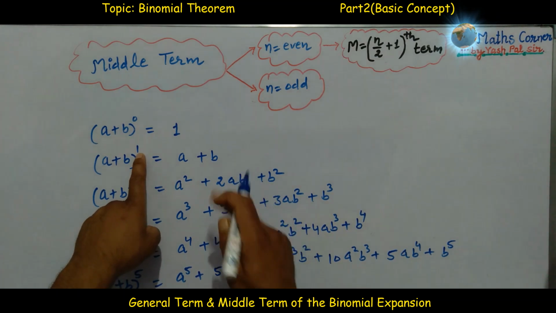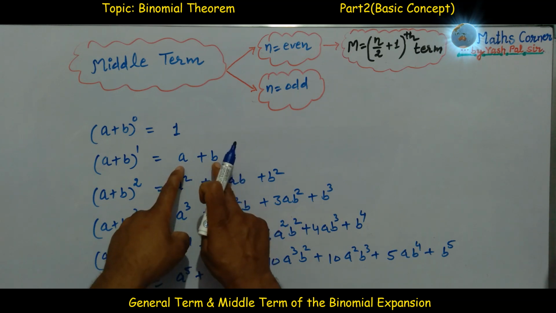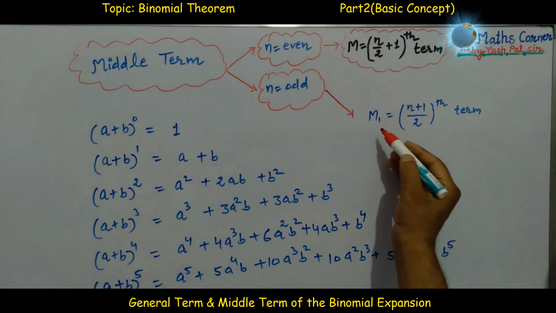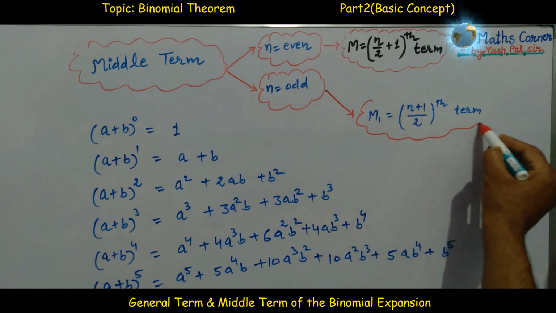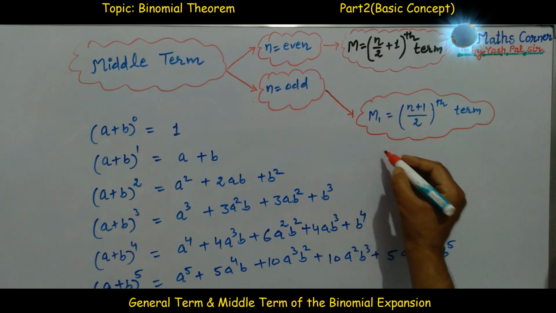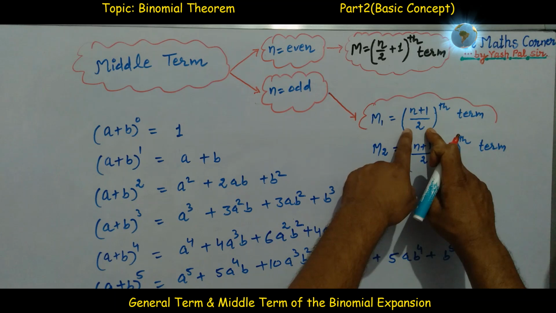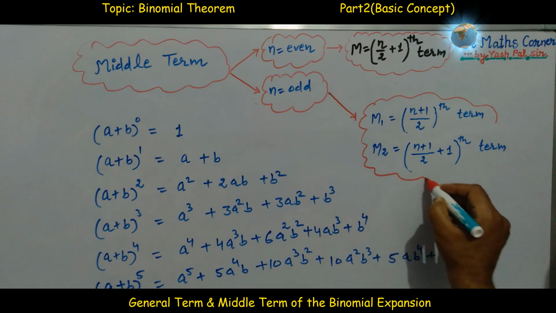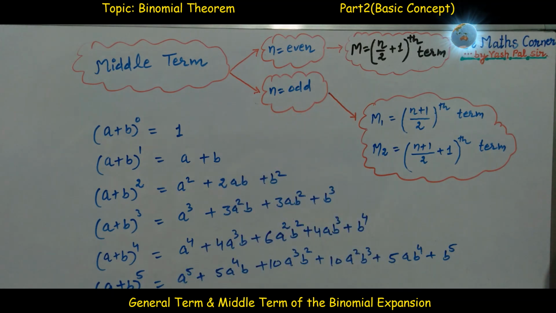Suppose n is odd, this is 1. So what we see is that there are two middle terms. First of all the formula: the first middle term will be equal to the ((n+1)/2)th term. And the second middle term, m2, will be ((n+1)/2, that is the previous term) plus 1th term. So this way there are two middle terms when the index n is odd.